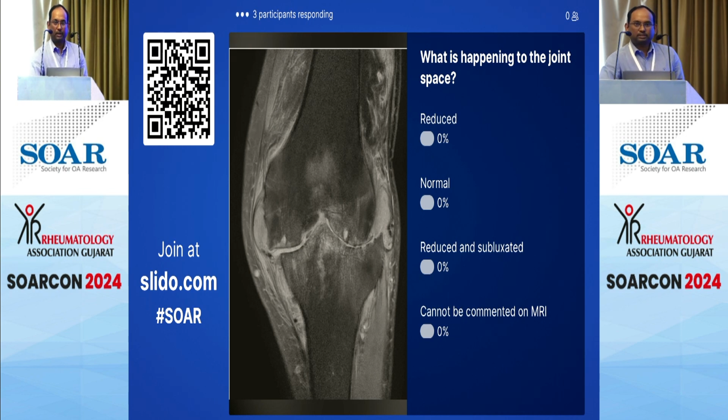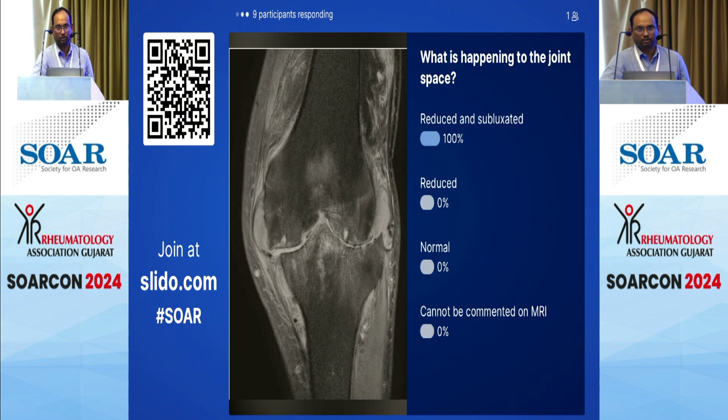Okay, the same case. So what is happening to the joint space? The learning is whether it is a uniform or a non-uniform joint space reduction. So it is a uniform joint space reduction. There is definitely uniform joint space reduction, and there is also some subluxation of the joint along the medial aspect.